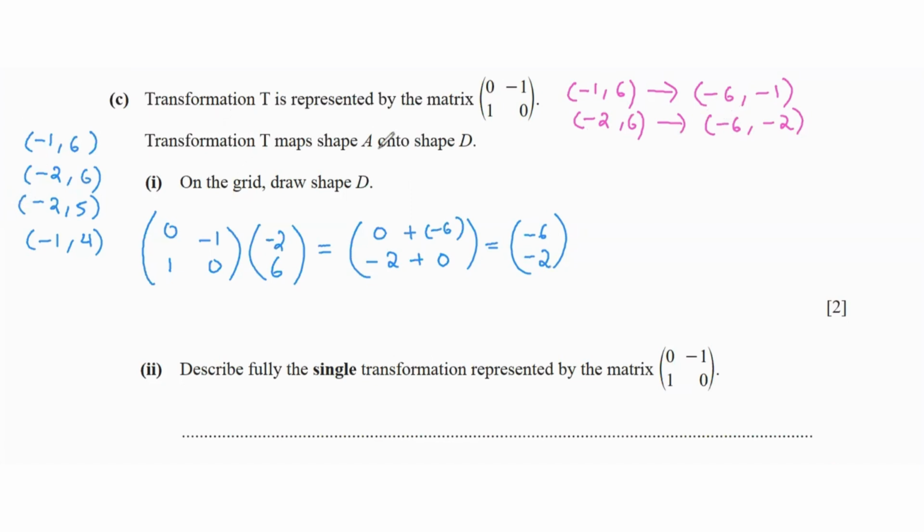So now, if we notice the pattern, the next one, negative 2 and 5, is going to be negative 5 and negative 2. And negative 1 and 4 is going to be negative 4 and negative 1. So to save time, if you notice the pattern, you can just transform it, or you can continue multiplying the matrix for each point and find the image for that. So now that we have the coordinates for shape D, we can easily plot them.